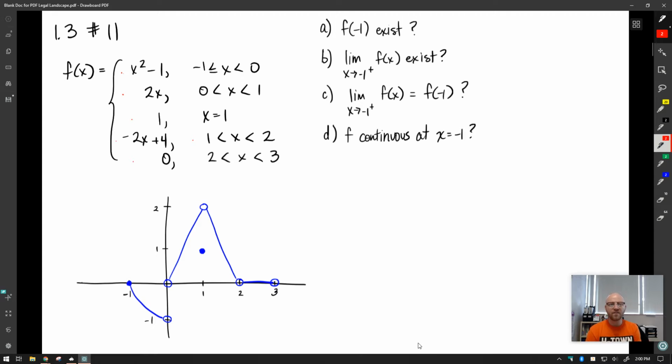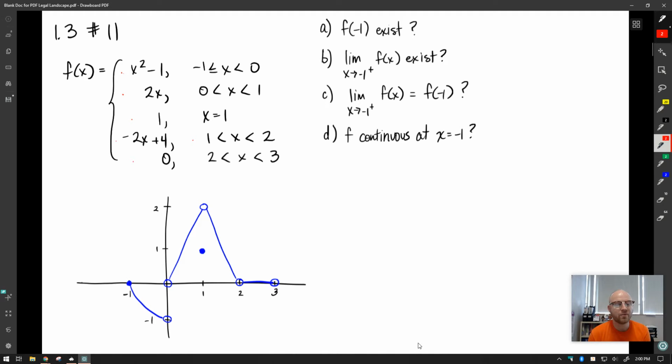First, does f of -1 exist? In other words, can you plug -1 into this function and get a y value as an output? And yes, you can. We can see it both from the graph. That value is 0 when we plug in -1. And we can see it from the rule.